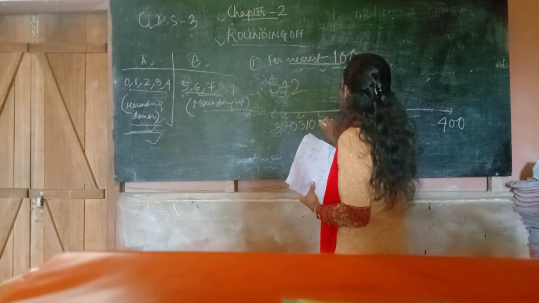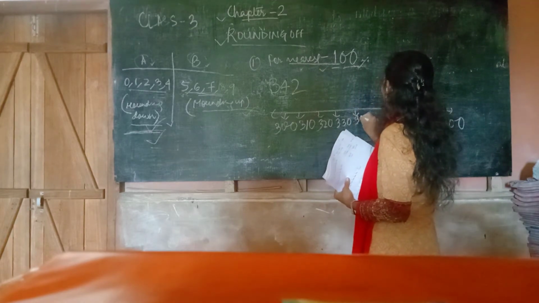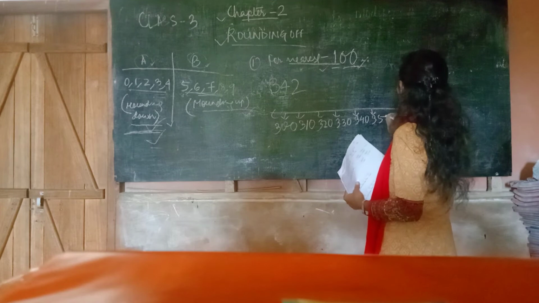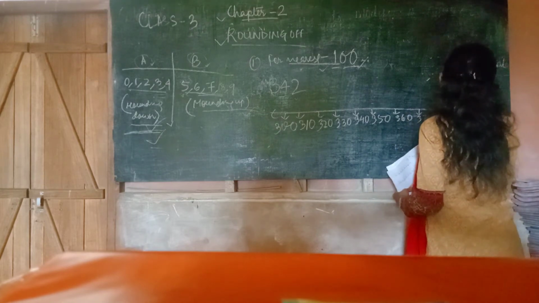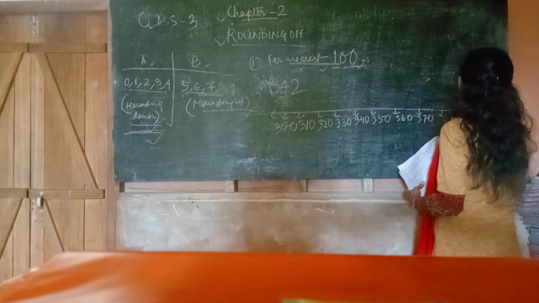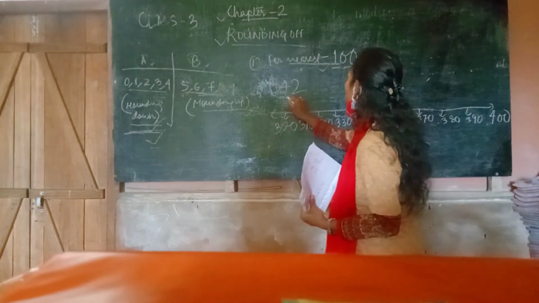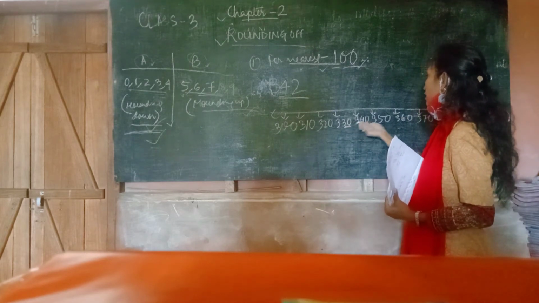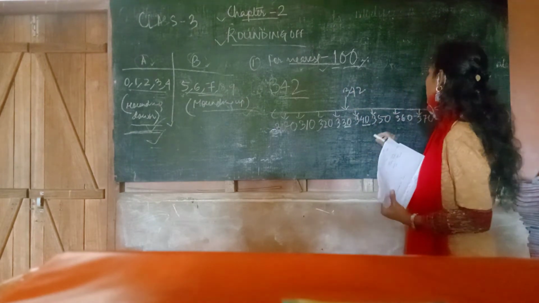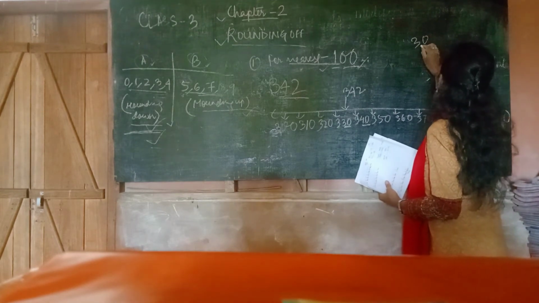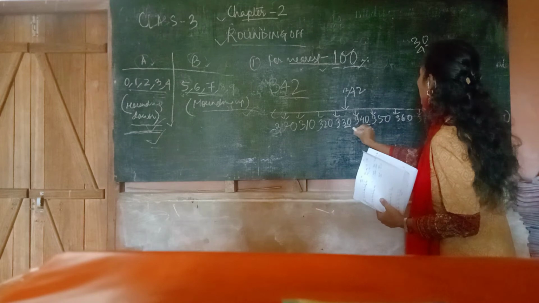310, 320, 330, 340, 350, 360, and so on up to 400. So 342, the 42 lies between 40 and 50... here, 342 lies between 340 and 350.